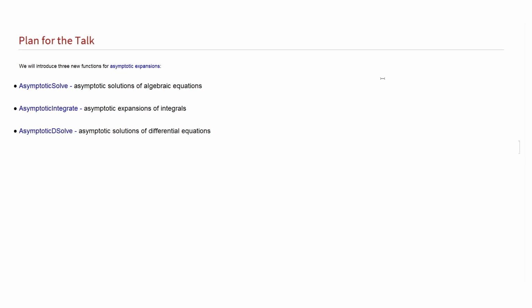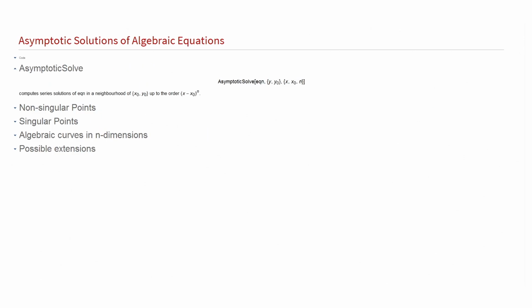So AsymptoticSolve finds asymptotic solutions of algebraic equations. The function takes an equation or a system of equations, the value of one variable or a set of variables, and the point. So x, y is a single solution point of this equation, of this system of equations. And we would like to get an asymptotic expansion of y in terms of the variable x to n terms.